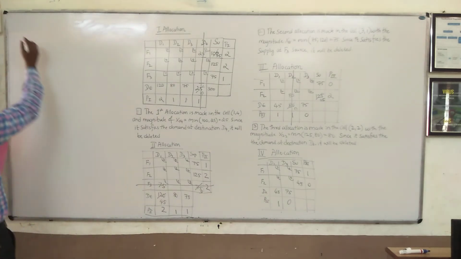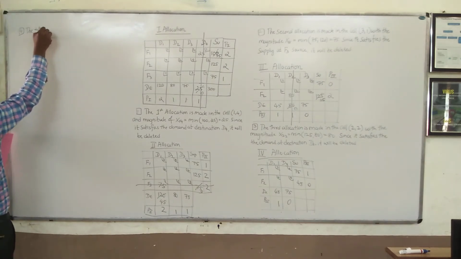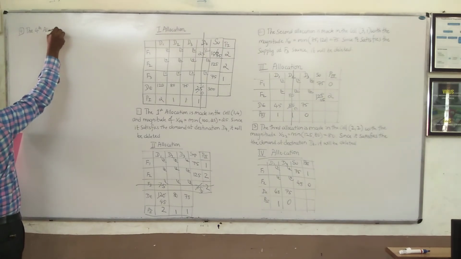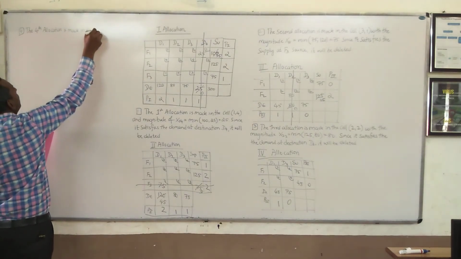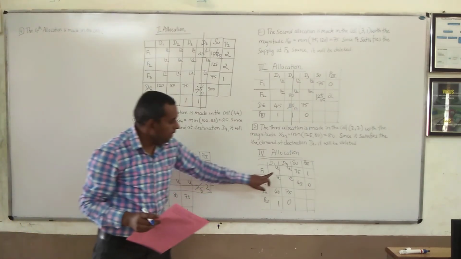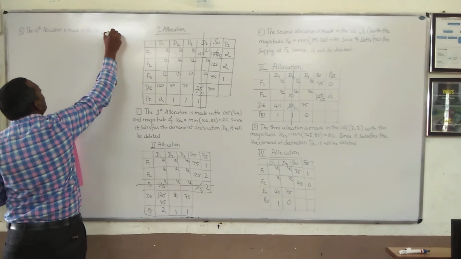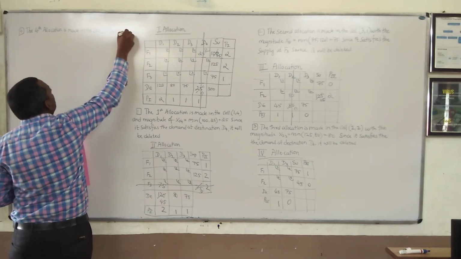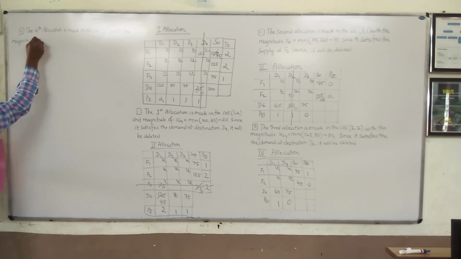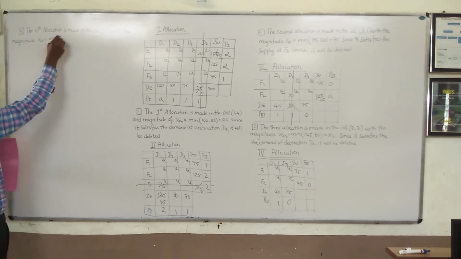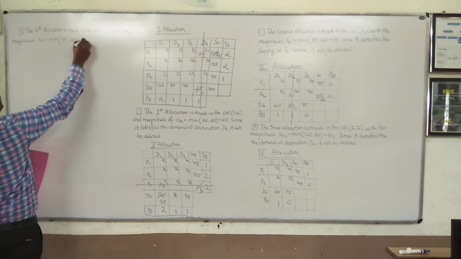Fine. So the fourth allocation is made in the cell, which is in cell 1 comma 1 with the magnitude that is x11 is equal to minimum of what, 75 comma 45, that is 45.